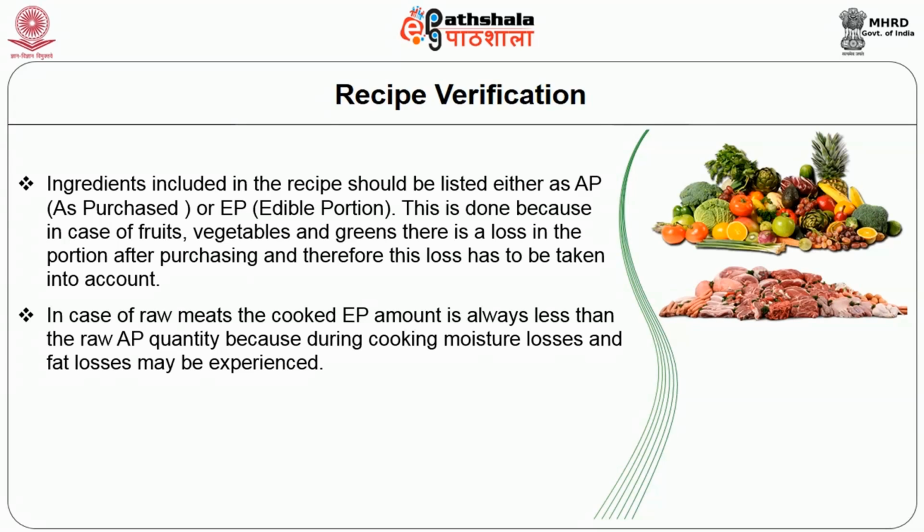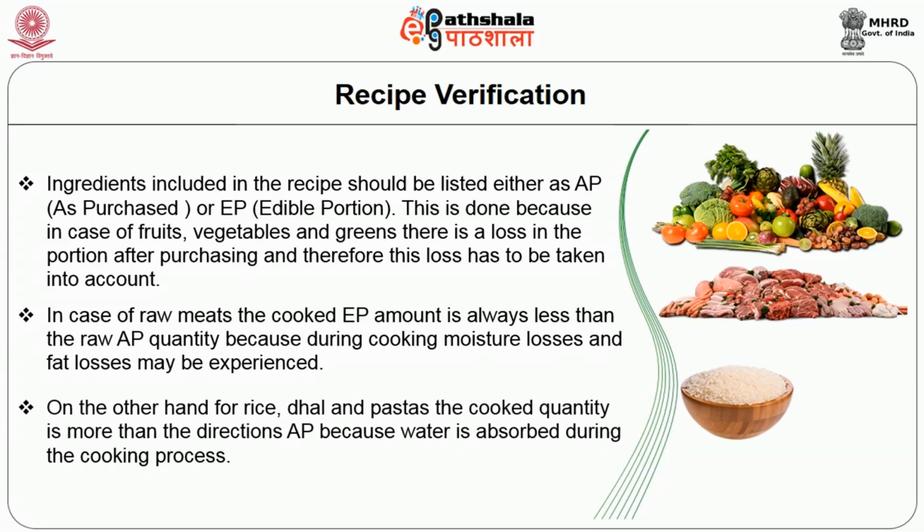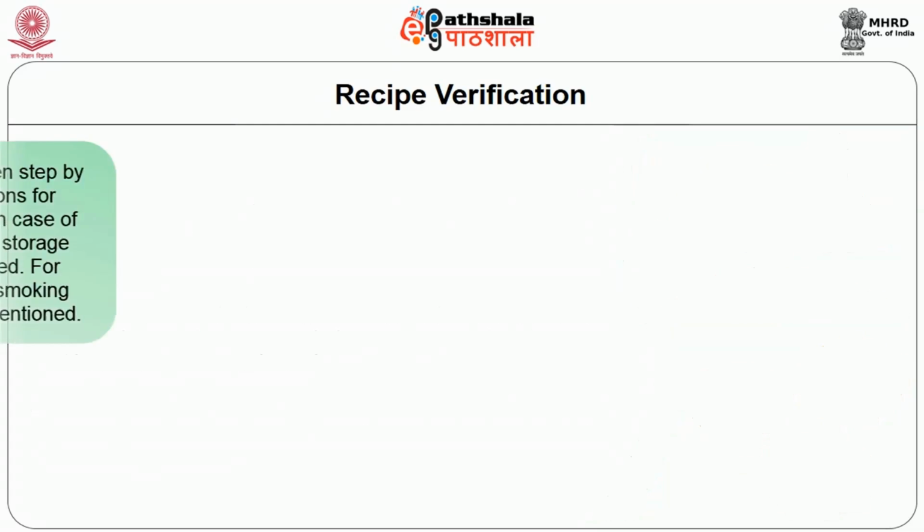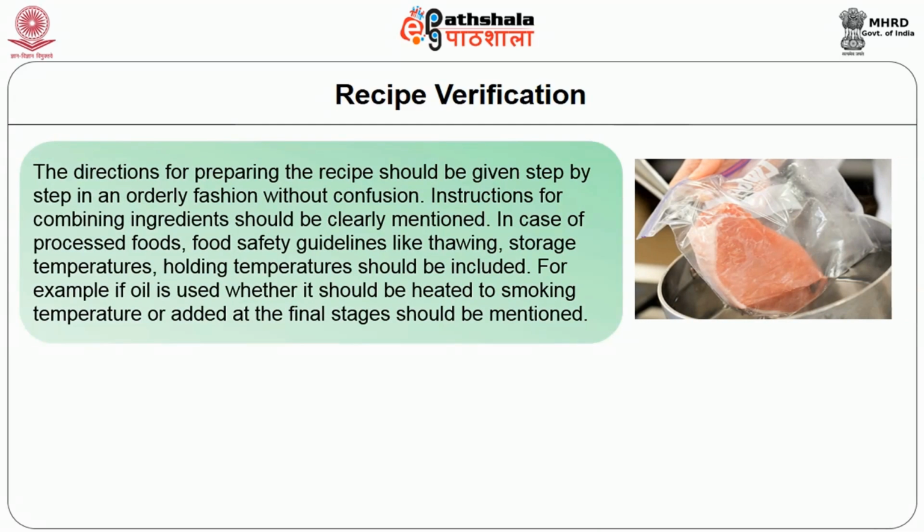In case of raw meats, the cooked edible portion amount is always less than the raw as purchased quantity, because during cooking moisture losses and fat losses may be experienced. On the other hand, for rice, dal and pastas, the cooked quantity is more than the as purchased quantity, because water is absorbed during the cooking process.